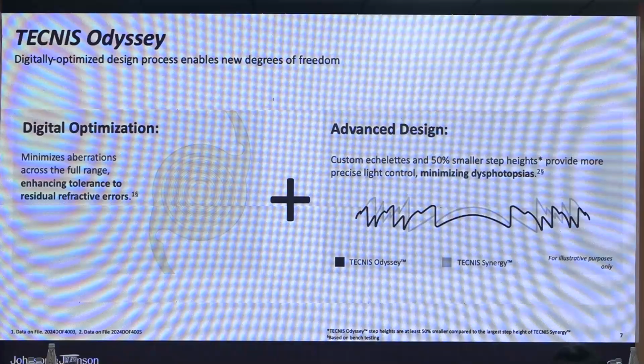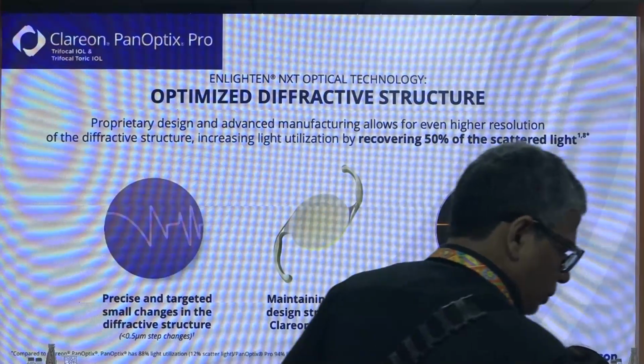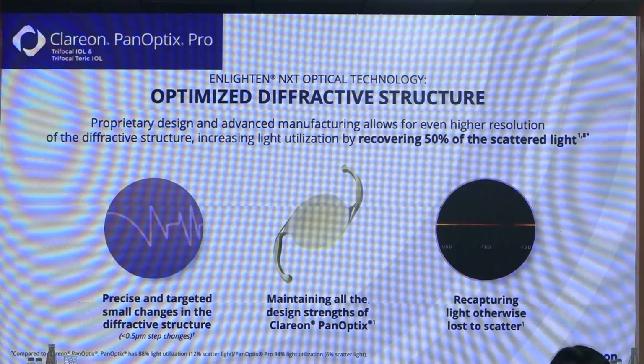They use custom echelettes that are 50% smaller in step heights to provide more precise light control, and this was supposed to minimize dysphotopsias. PanOptix Pro used precise and targeted small changes in the diffractive structure with under 0.5 micron step changes. This was supposed to maintain the benefits of PanOptix but recapture light. They have 94% light utilization with the new design.